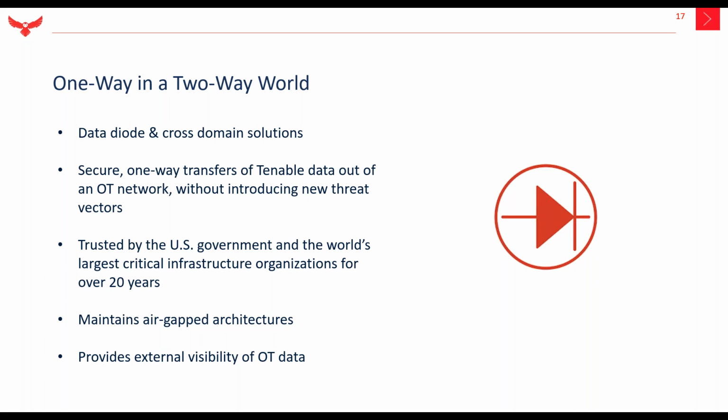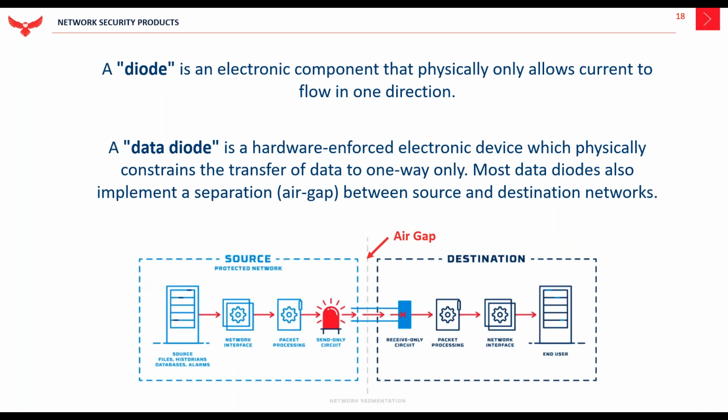Okay, thank you, Dennis. So, what is a diode? A diode is an electronic component that physically allows current to flow in one direction, similar to a check valve in a plumbing system that only allows fluid to go in one direction. So a data diode is a hardware enforced electronic device which physically constrains the transfer of data to one way only. Most data diodes implement a separation or an air gap between source and destination network.